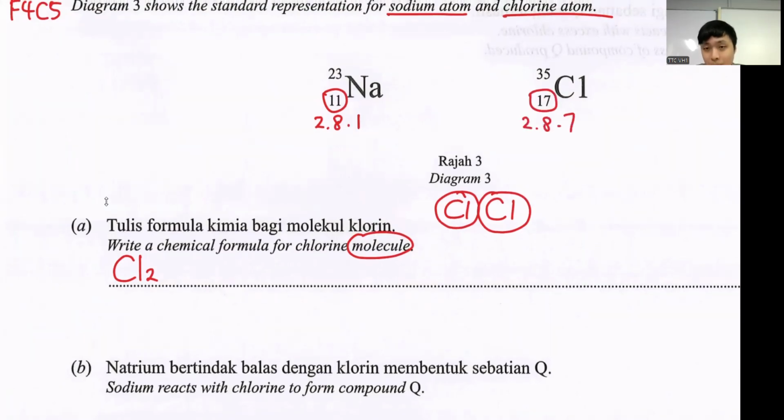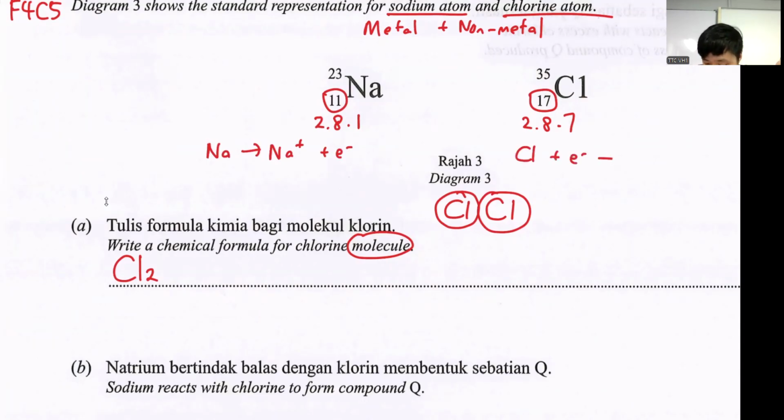Chlorine is 2, 8, 7. So metal normally has 1, 2, 3 valence electrons. Non-metal is like 4, 5, 6, 7. I mean for ionic it is 5, 6, 7. So yes, this one is metal reacting with non-metal. Normally, Na will donate 1 electron and become Na plus. Cl will receive 1 electron and become Cl minus. Basic, right?